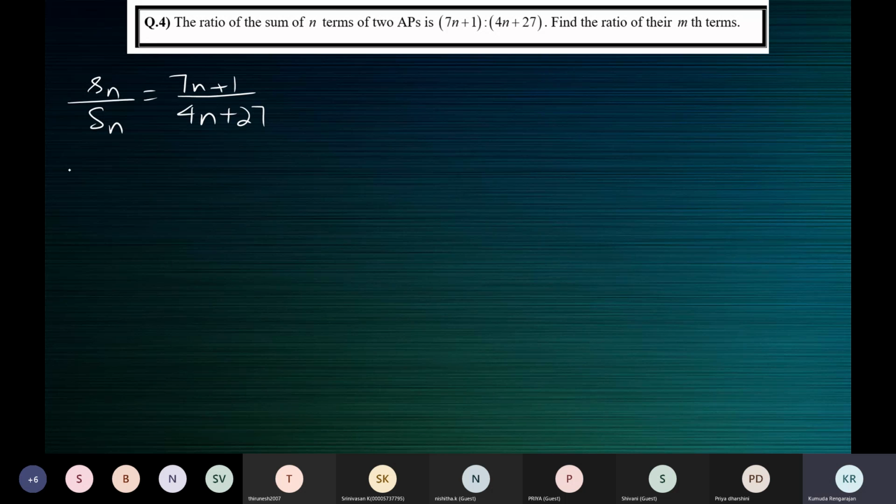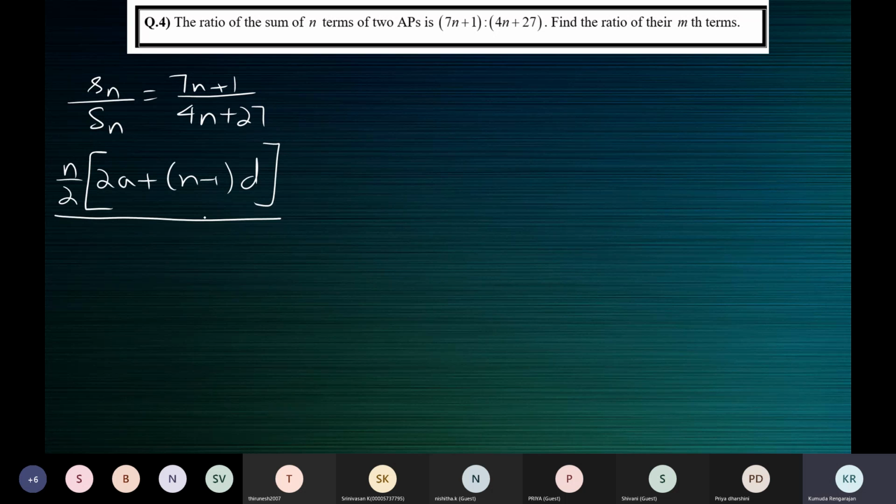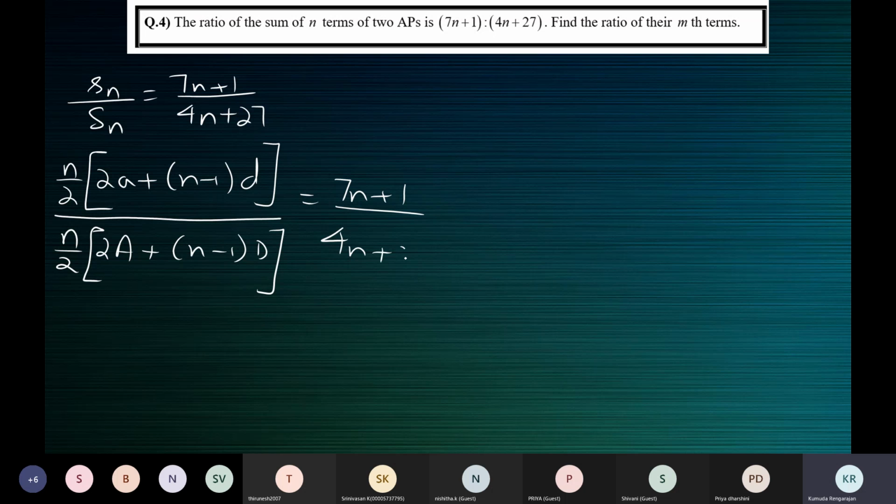So let's work on this. Sn, meaning n by 2 of 2a plus n minus 1 into d, divided by n by 2 of 2 capital A plus n minus 1 into capital D, is equal to 7n plus 1 by 4n plus 27. N by 2 in the numerator and denominator gets cancelled. Now this is what we have: 2a plus n minus 1 into d.